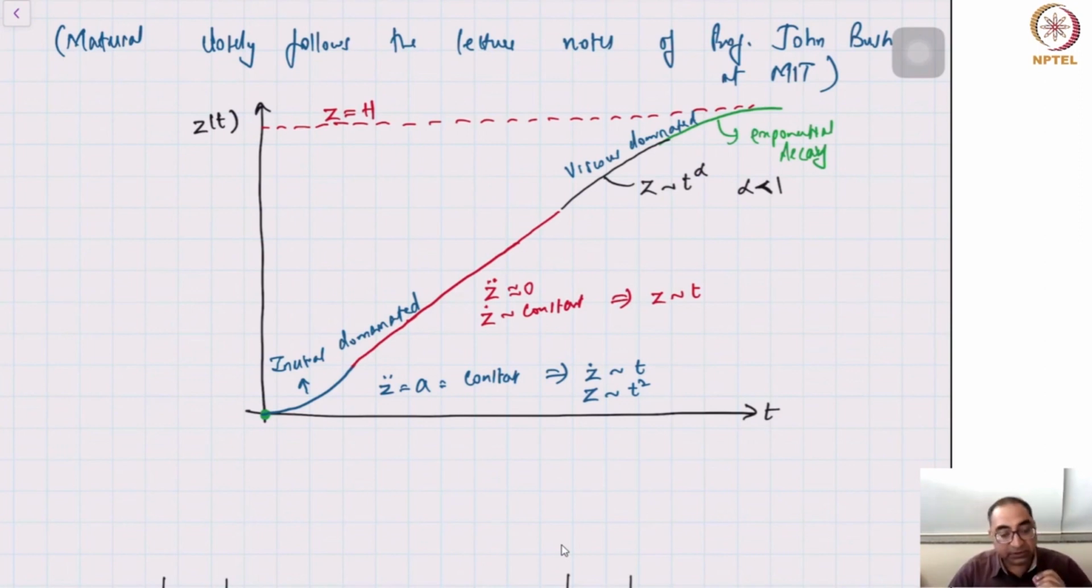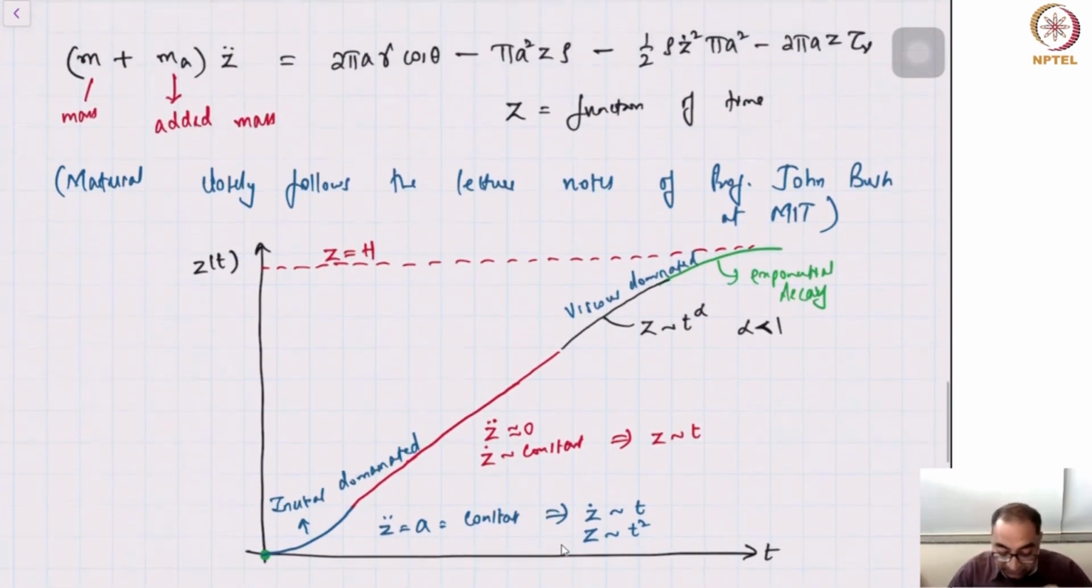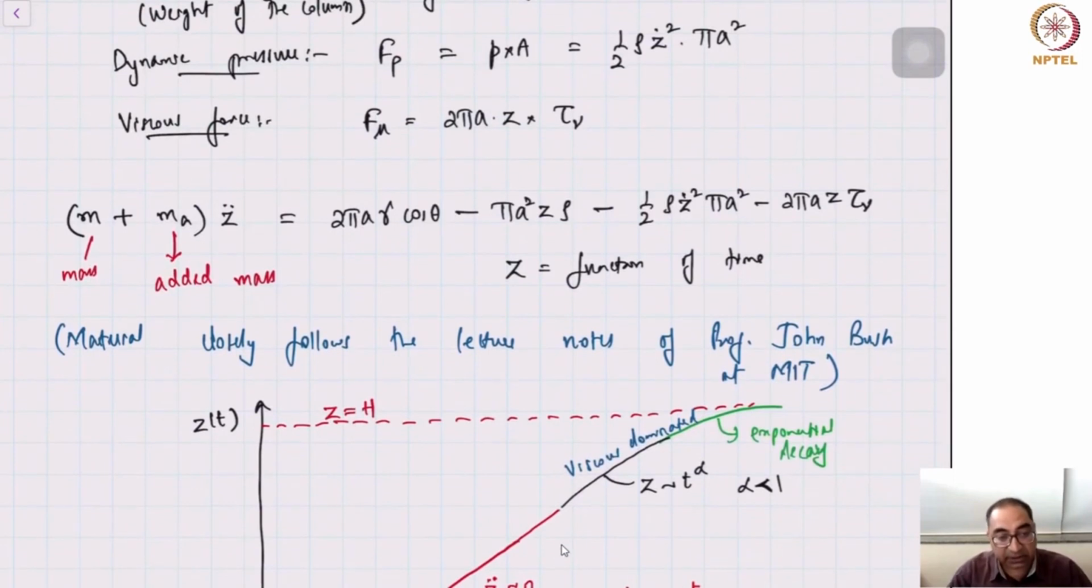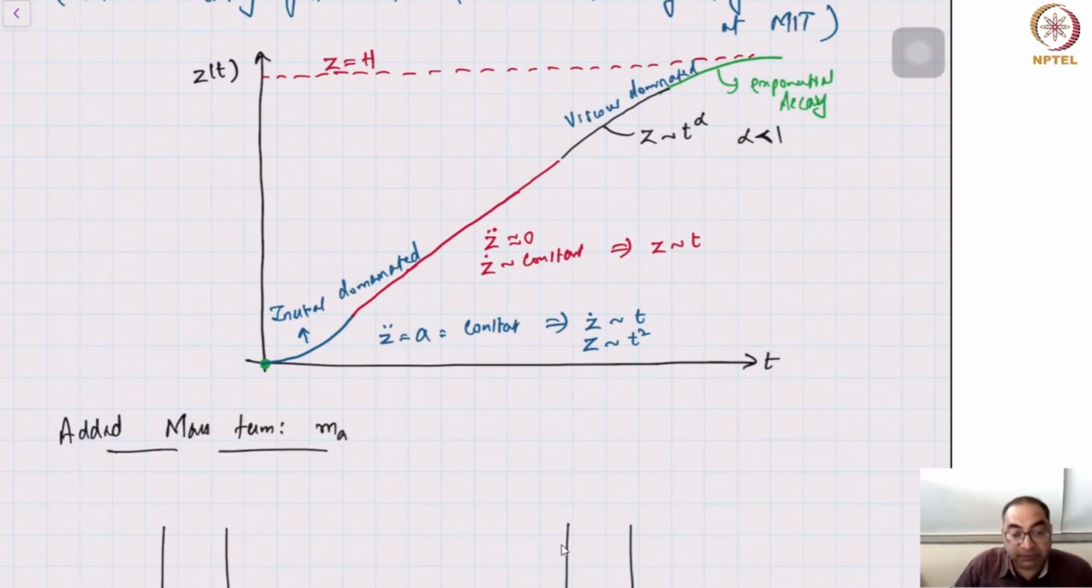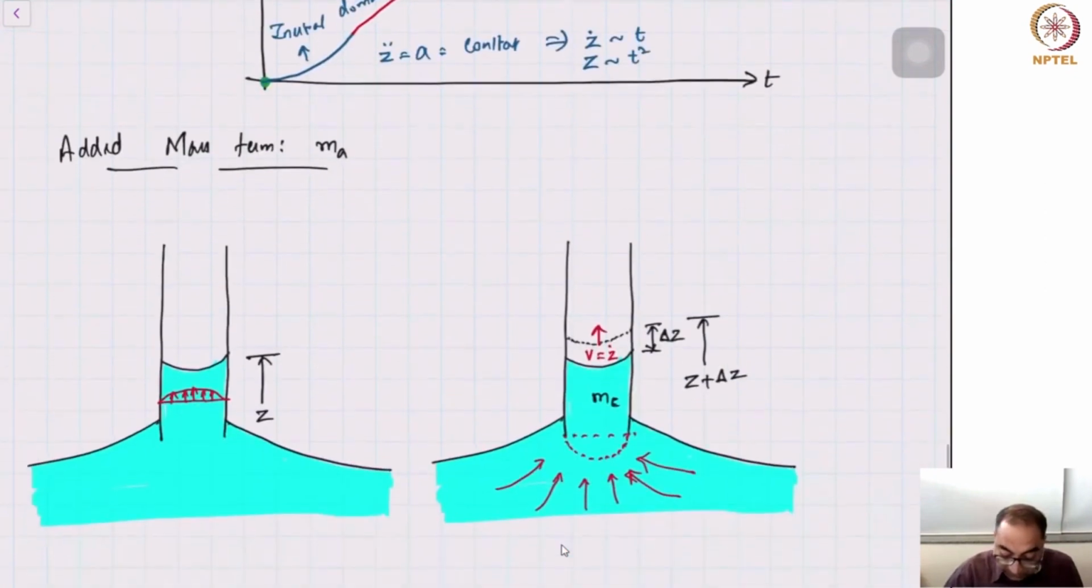But let's look at the force balance. We've already written down the force balance. We have to write down the added mass now. Our goal is to calculate the value of this MA. So for that, I've shown a schematic here. The fluid is rising in the column with a velocity given by V dot.